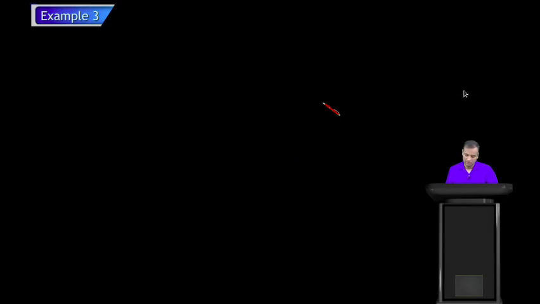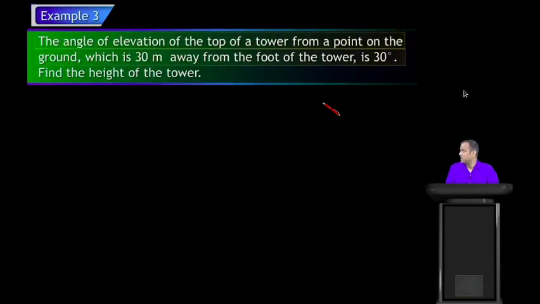Okay class, now again the next example. The angle of elevation of the top of a tower from a point on the ground, which is 30 meter away from the foot of the tower, is 30 degree. Find the height of the tower. Okay, so let's visualize this situation. So again, see how we will solve.